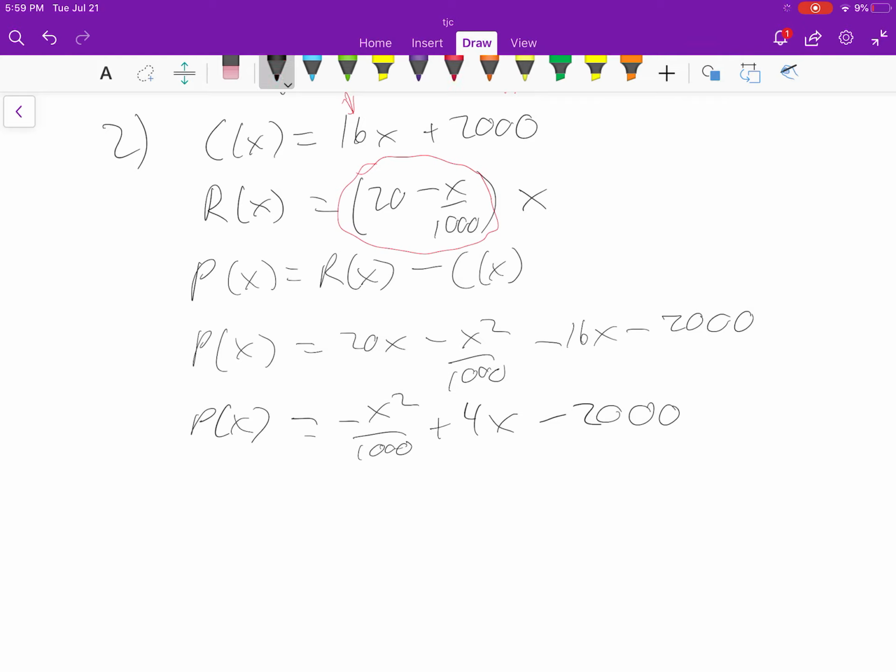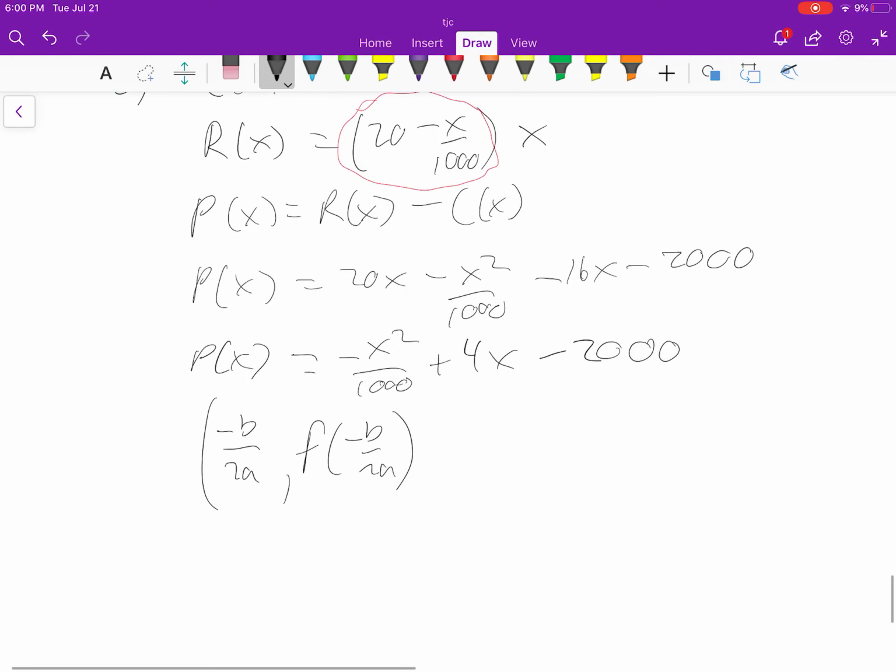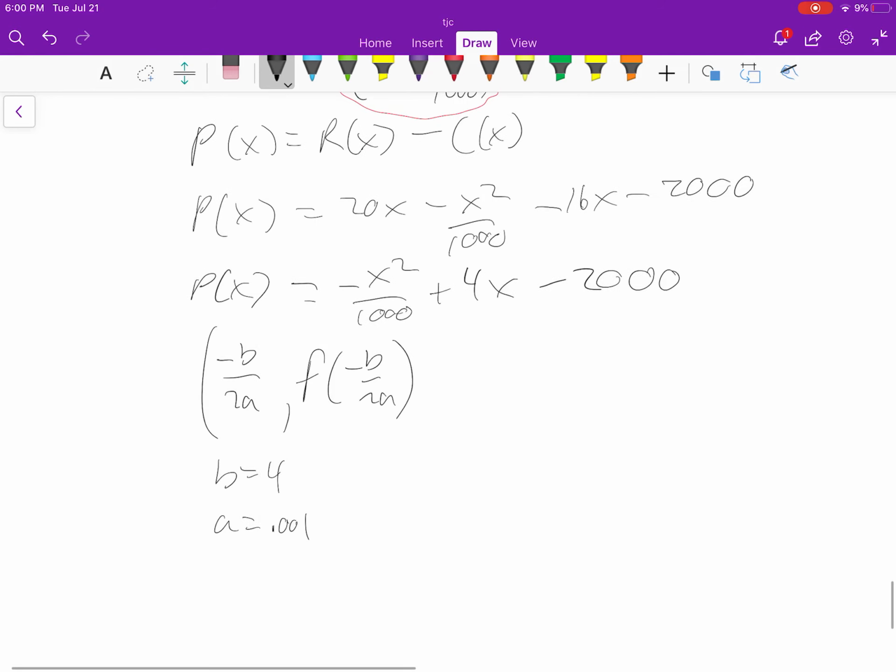So then you find the vertex. You use the same formula, negative b over 2a, and then f of negative b over 2a. So b is 4, a is 0.001. We plug them in, so you have 4 divided by 2 times 0.001, and they're both negatives, so the negatives cancel. When you work this out, you're going to get 2,000. So 2,000 units will maximize profit.